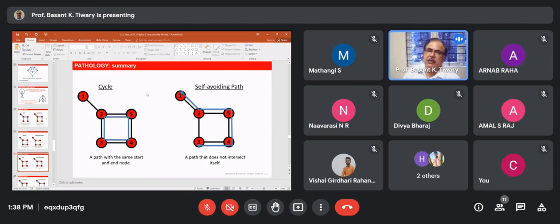There is a path, sometimes it is cyclic. So a path where you start from the same node and end at the same node, it will start and end at the same node. That is called a cyclic path. Sometimes a path is self-avoiding. So it will not come back again to the same node. It will go and it will avoid itself. This is called a self-avoiding path.